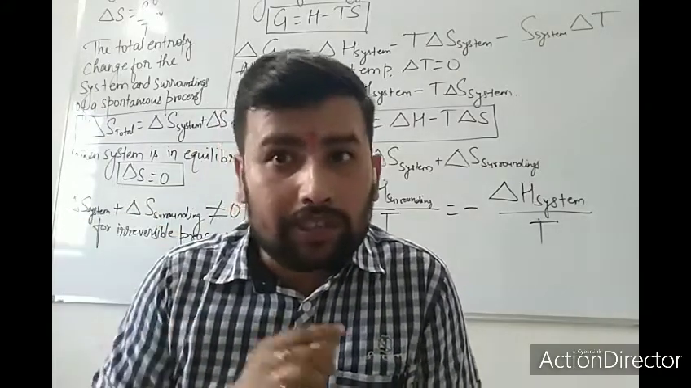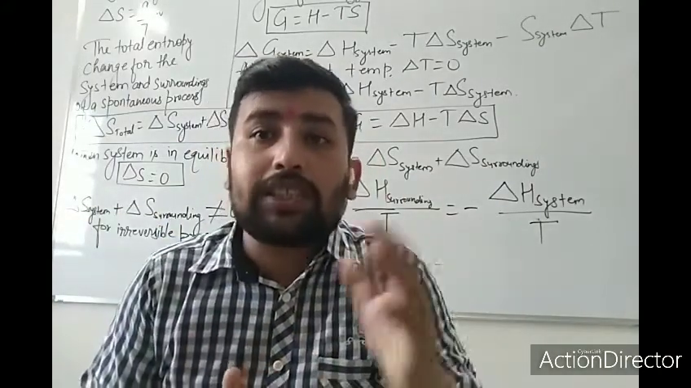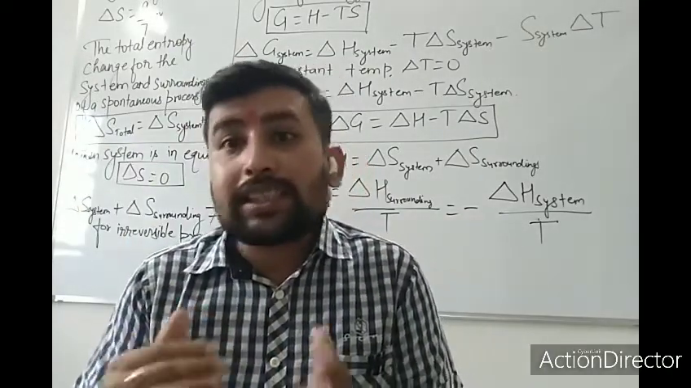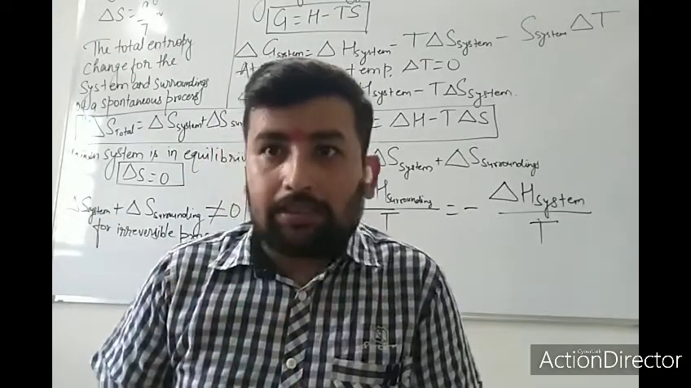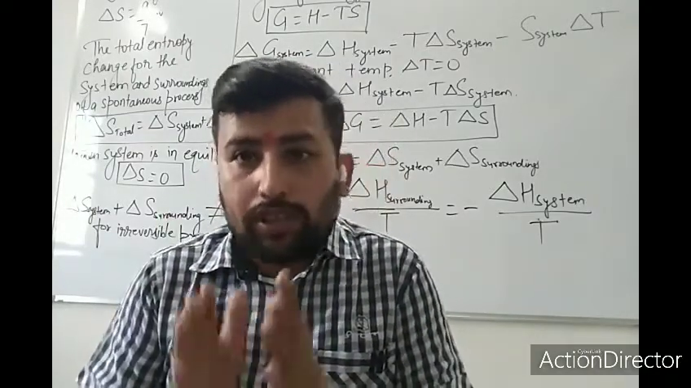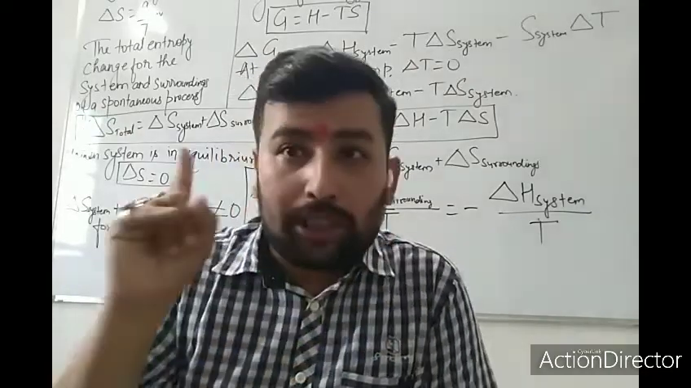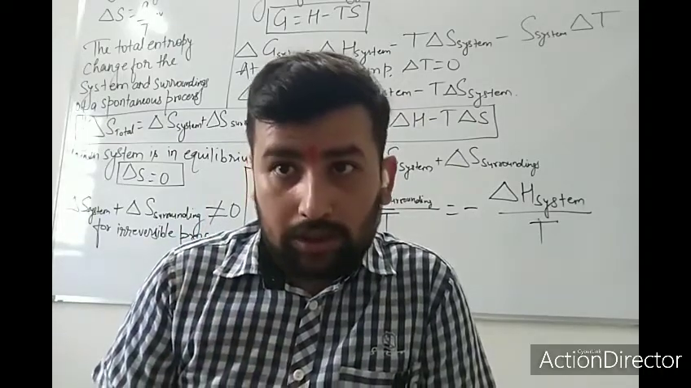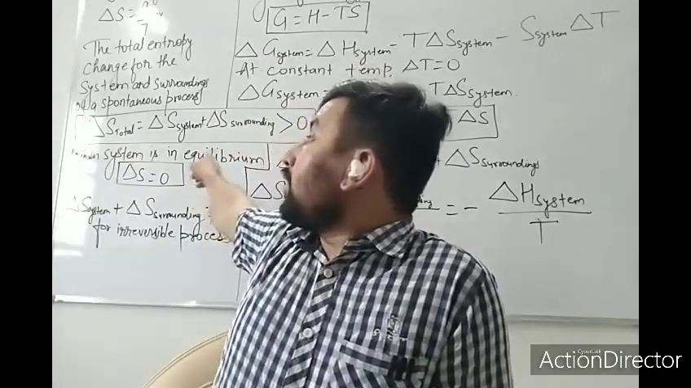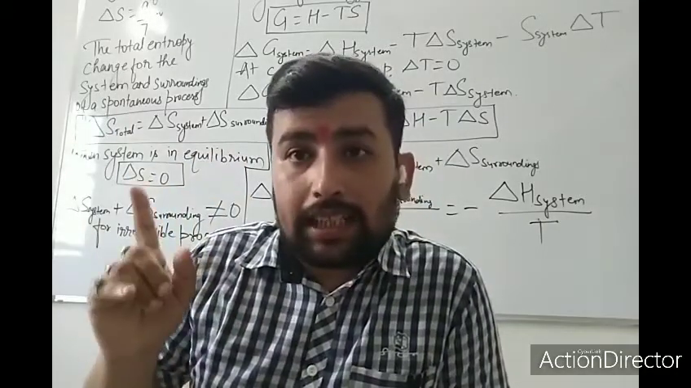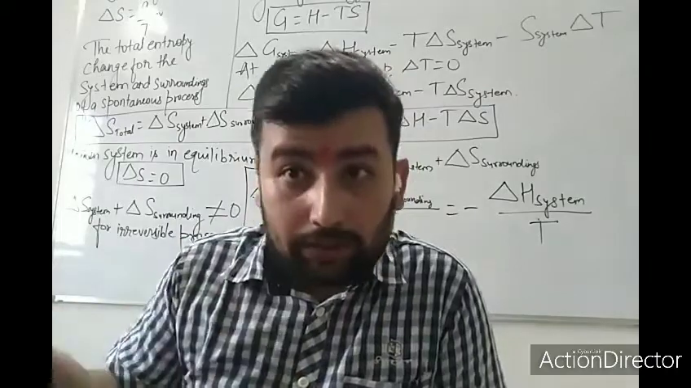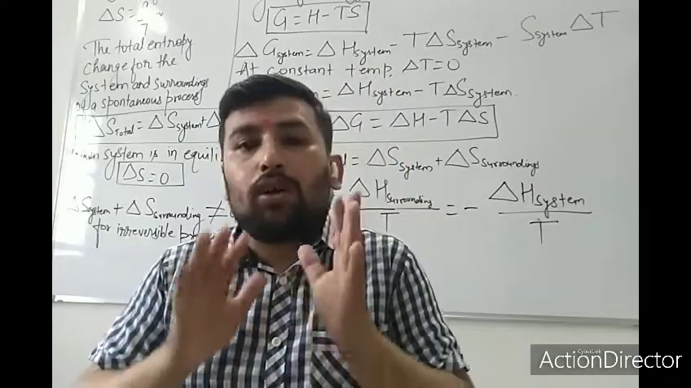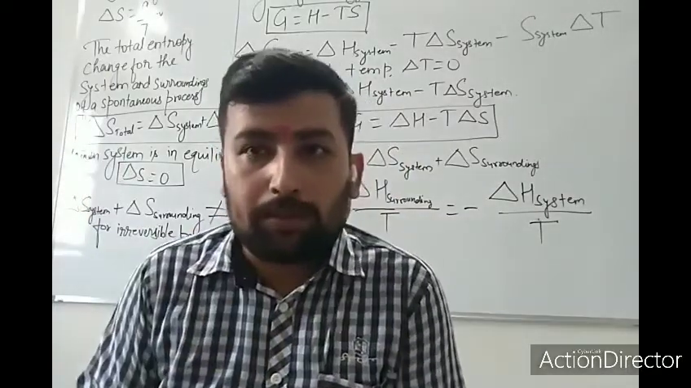But when the system is reversible, then the change in entropy delta S is Q reversible by T. But when the system is in an irreversible process, you should remember the sum of entropy of system and surrounding must not be equal to 0. As I have told you, here you can see delta S total is equal to delta S system plus delta S surrounding, which is greater than 0. It is not equal to 0. Whether reversible or irreversible, you must remember all these things as I have already given you in the previous video.